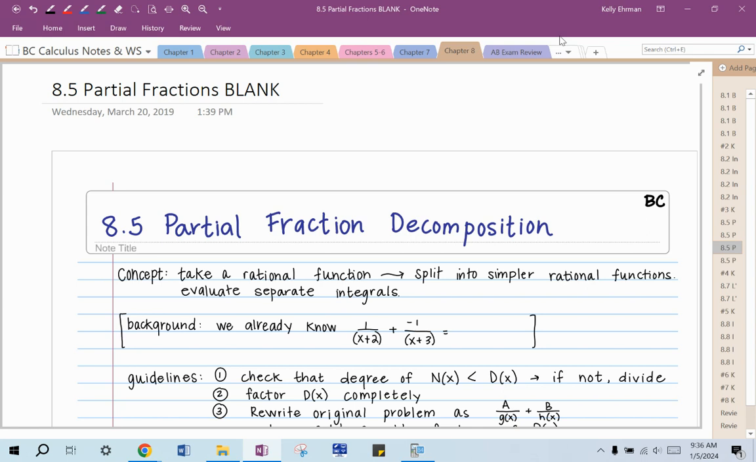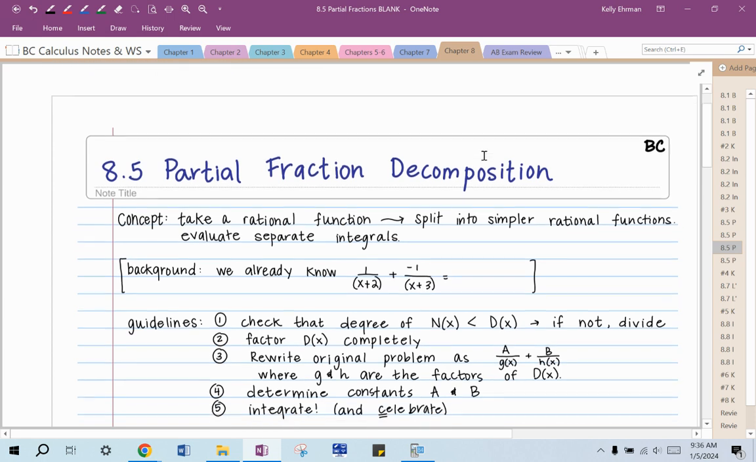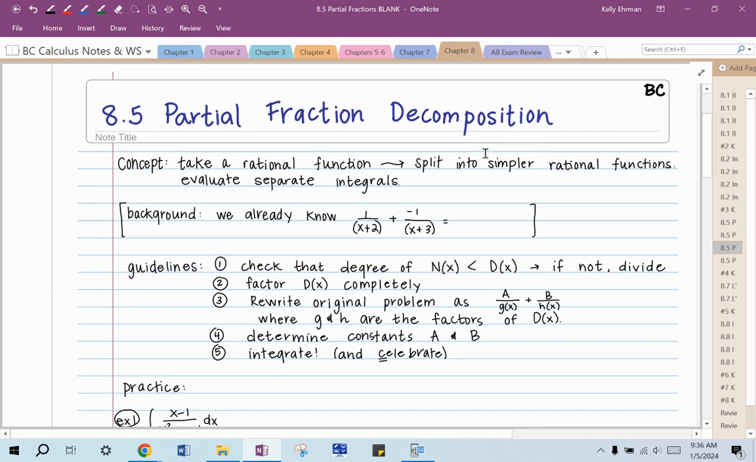All right, today we're skipping to chapter 8.5 and learning about partial fraction decomposition. So what we want to be able to do is take a rational function, and where we would have normally done long division or something like that to split it into terms we can integrate, we want to get right down to splitting it into smaller rational functions that we can also integrate pretty easily.